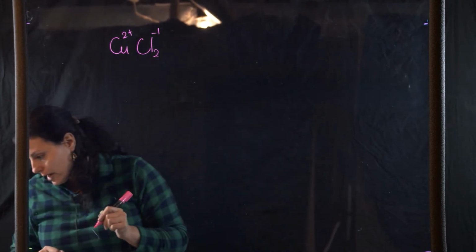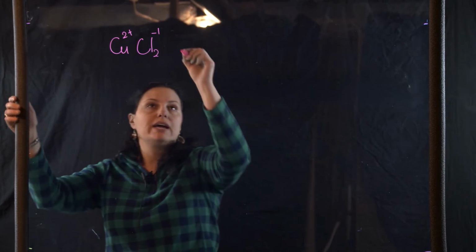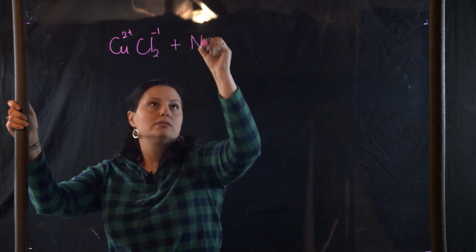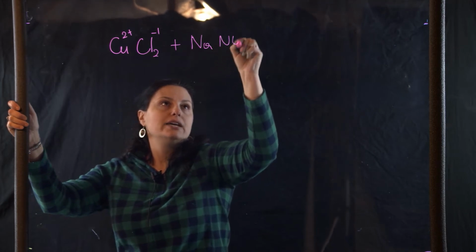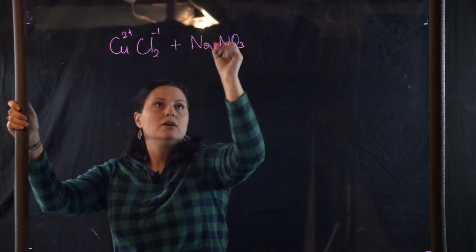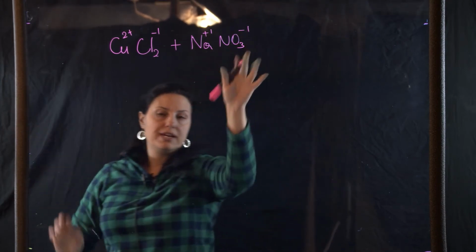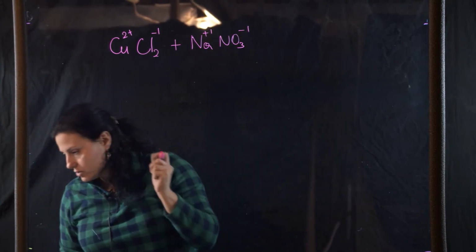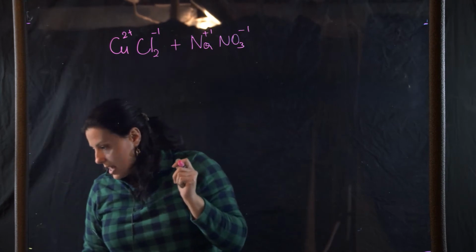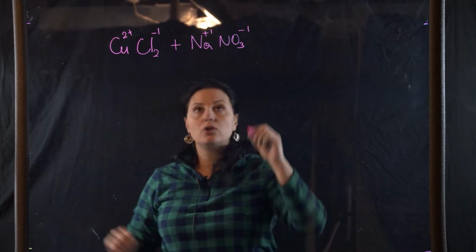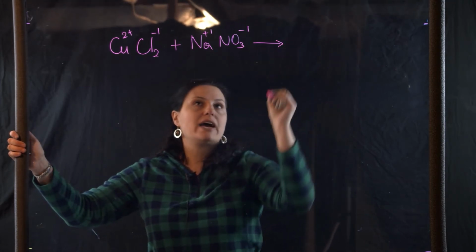So copper 2 chloride reacts with sodium nitrate. Learn those polyatomic ions. Sodium and nitrate is NO3. Sodium has a +1 charge, NO3 has a -1 charge, so that's already neutral. I don't need to do anything to that. And it forms copper 2 nitrate and sodium chloride. So it's a double displacement reaction.